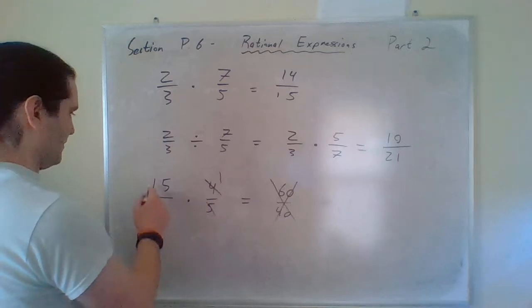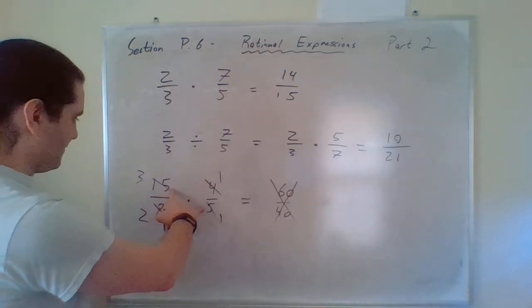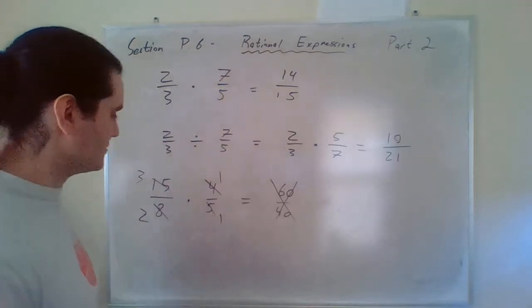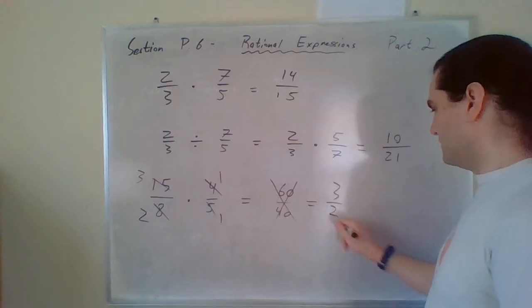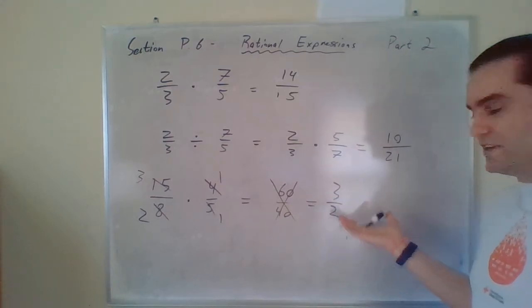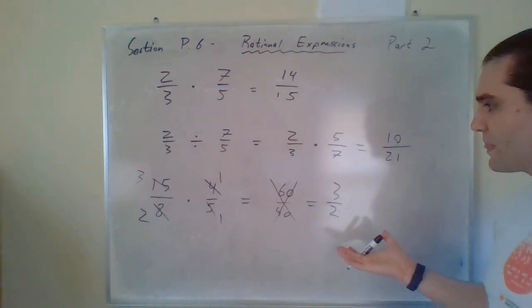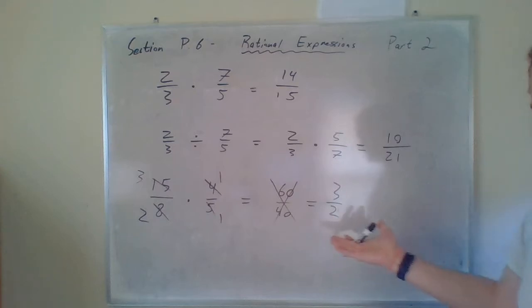The 5 and the 15 will be a 3 and a 1. After you cancel the 5s and the 4s, all you're left with is 3 times 2, or 3 over 2, which I think is nicer than trying to simplify 60/40ths. This is a medium tier example.